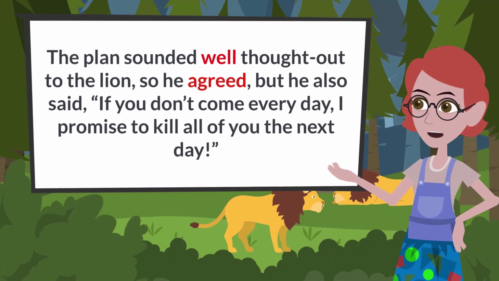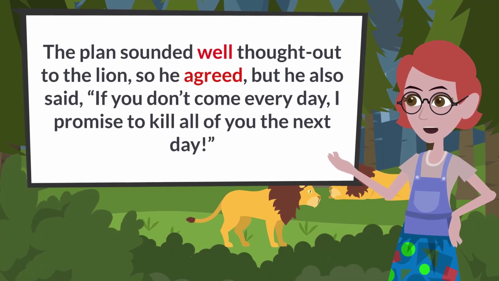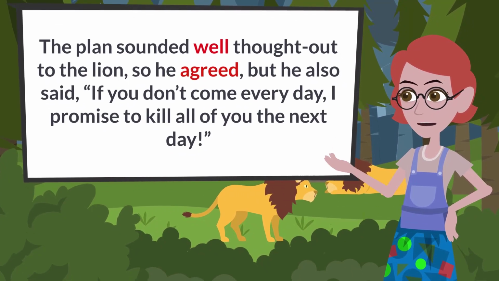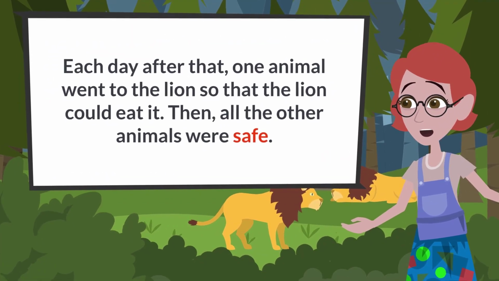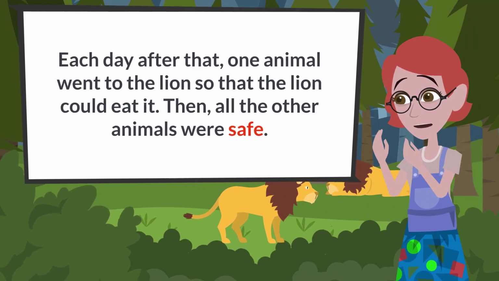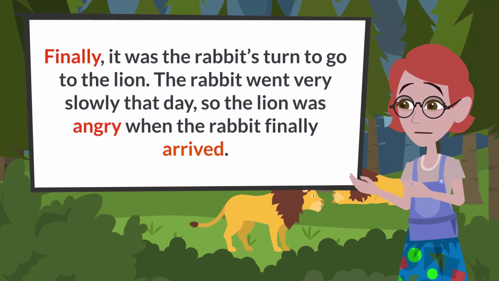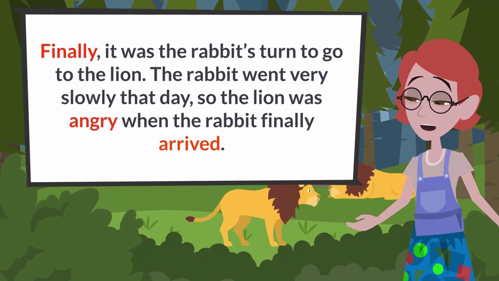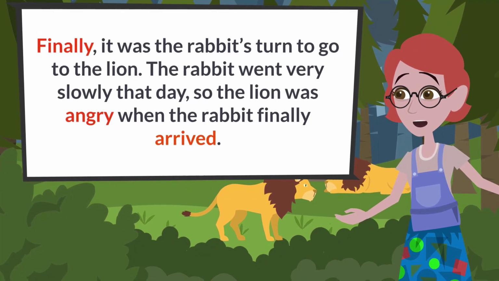The plan sounded well thought out to the lion, so he agreed. But he also said, "If you don't come every day, I promise to kill all of you the next day." Each day after that, one animal went to the lion so that the lion could eat it. Then all the other animals were safe. Finally, it was the rabbit's turn to go to the lion. The rabbit went very slowly that day, so the lion was angry when the rabbit finally arrived.